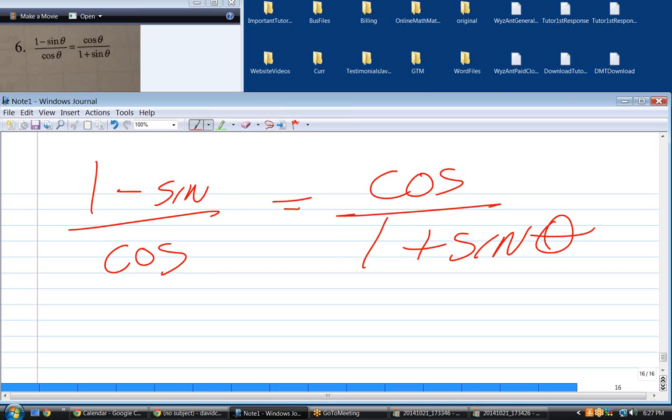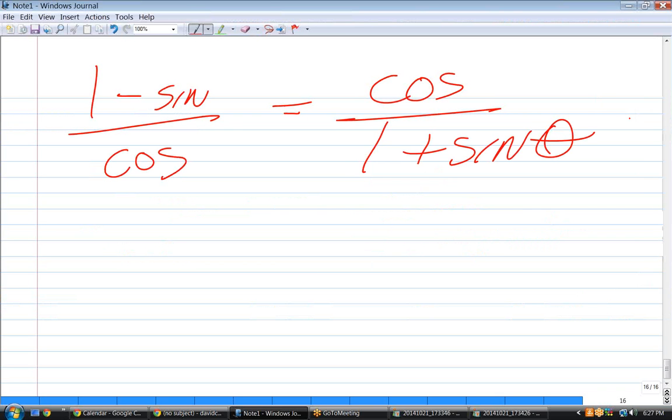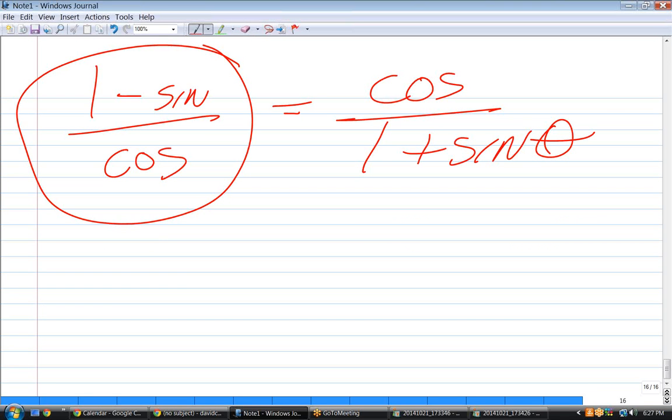What should I do here? This looks odd, but it's true. I've seen this identity many times. Whenever you see something like that, think what? That'd be 1, wouldn't it? No, but think multiply by the conjugate.